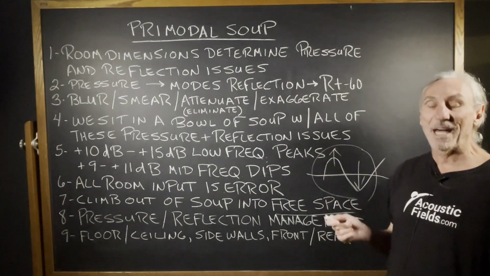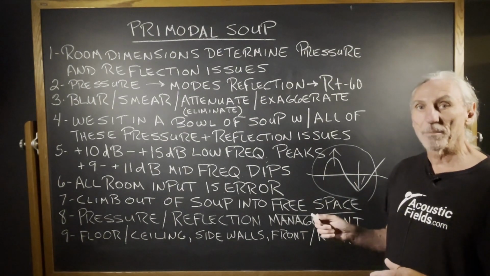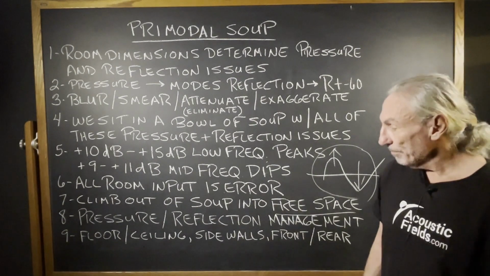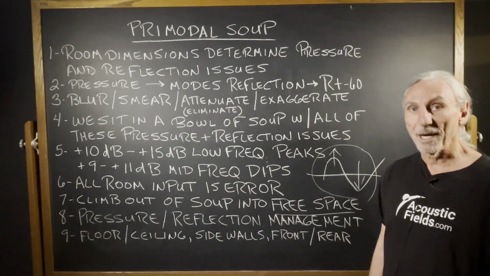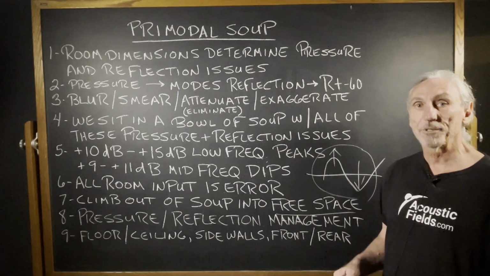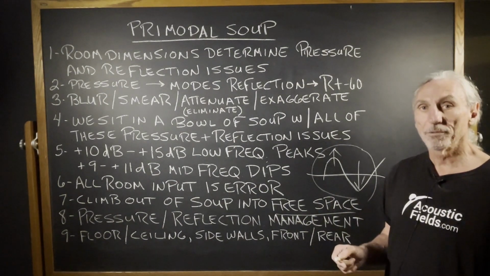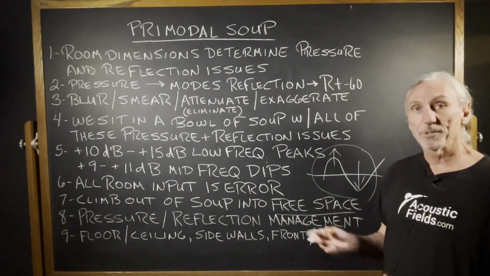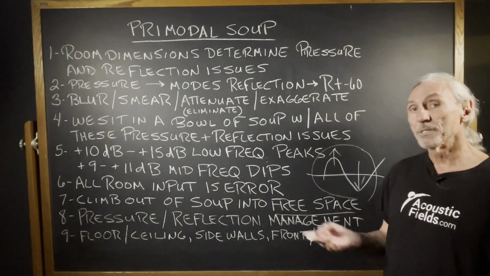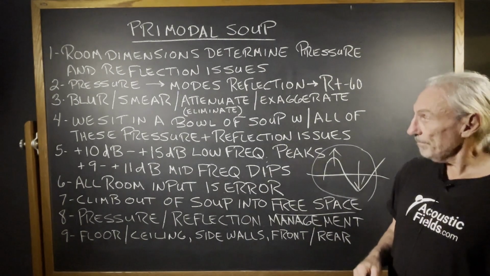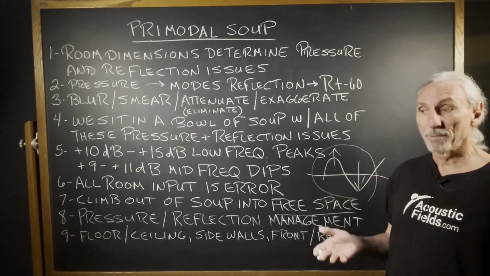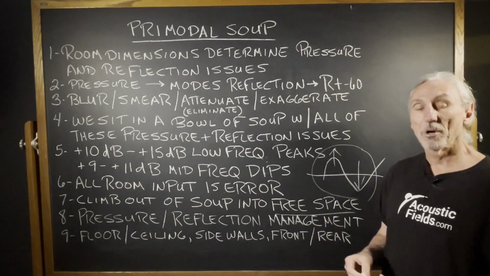So our goal is to elevate out of that soup, get more space between the pressure modes, more space between the reflections, if you will, and climb out of the soup more into free space. Pressure and reflection management, we've got to do it. We do it through the floor, the ceiling, sidewalls, front and rear, because all surfaces are contributing to the problem. So we have to treat all surfaces. Unfortunately, in these small rooms, the only solution to eliminating the pressure and reflection and this primodal soup issue is to make the room smaller. That's the only way. And we do that through treatment. We have to take up so much space in order to solve the problems. You have X problem, we need X space to treat, and there's X cost associated with it.